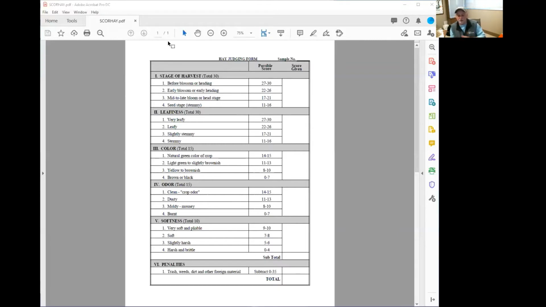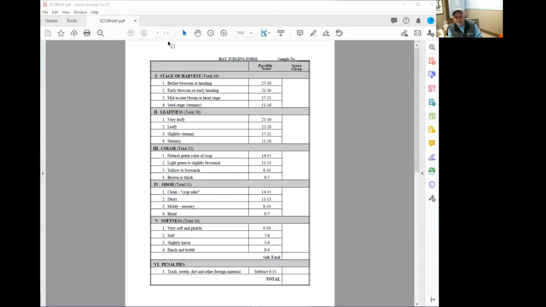And then the fourth thing we look at is the softness, because you've got to remember when an animal's going to be eating this, they're going first with their nose in there. So you want it to be soft, so it's not poking them, anything like that. And that's where you just grab it, squeeze on it, and see how soft it is to your hand.